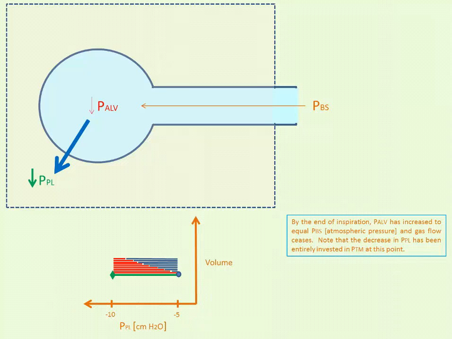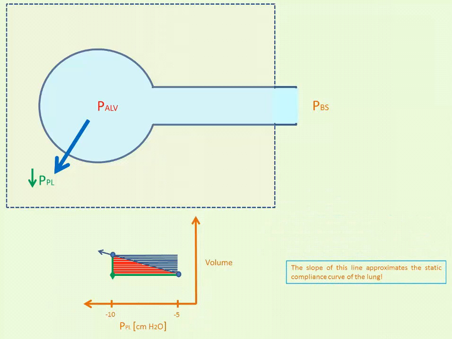By the end of inspiration, the alveolar pressure has increased to equal body surface pressure, so there's no more gas flow. Gas flow ceases, and the decrement in pleural pressure has been entirely invested in transpulmonary pressure by this point. So now gas flow has ceased, and all of the pleural pressure is transpulmonary pressure.